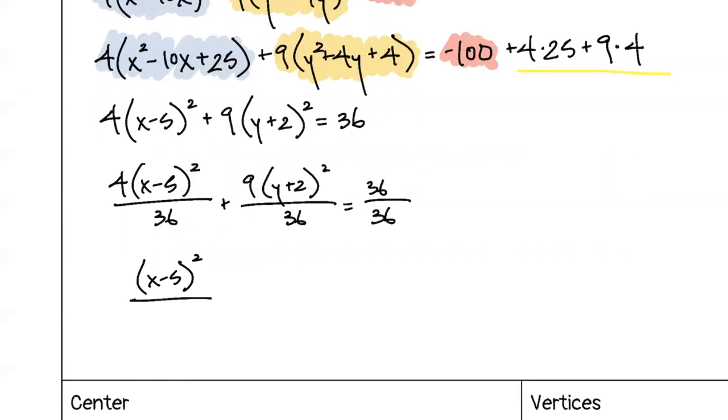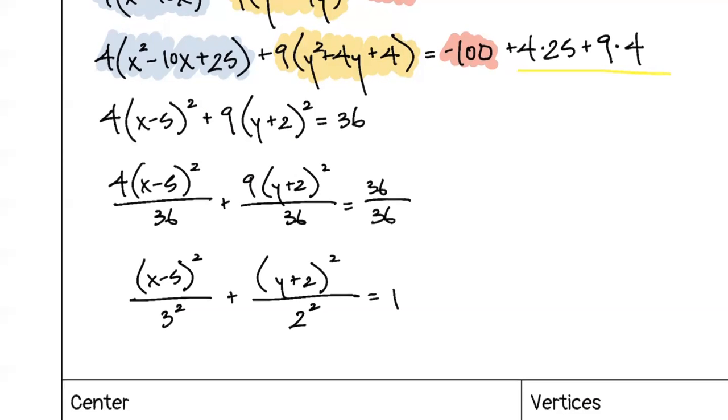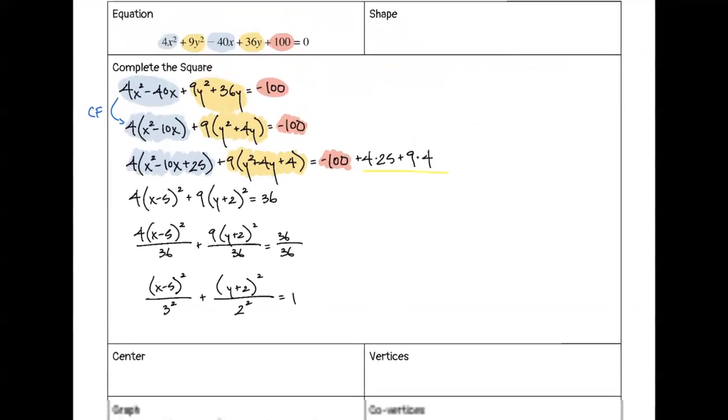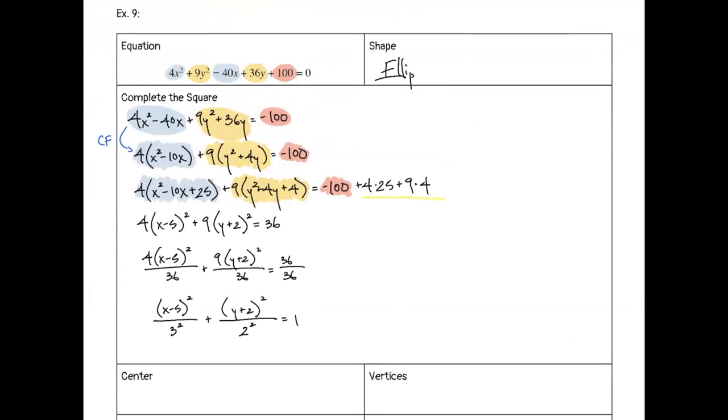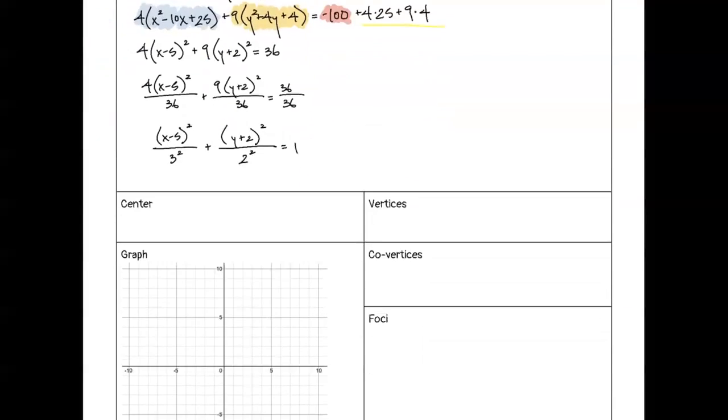Okay. And how might I be clever and rewrite that 9 so I'm already prepared to graph? Bingo. 3 squared. All right. And the second fraction, y plus 2 squared over 9 and 36. I'll get a 4 down here, but to be clever, I make it a 2 squared equals 1. All right. So that, my friends, is the completing the square portion. And I'll leave the graphing part up to you.